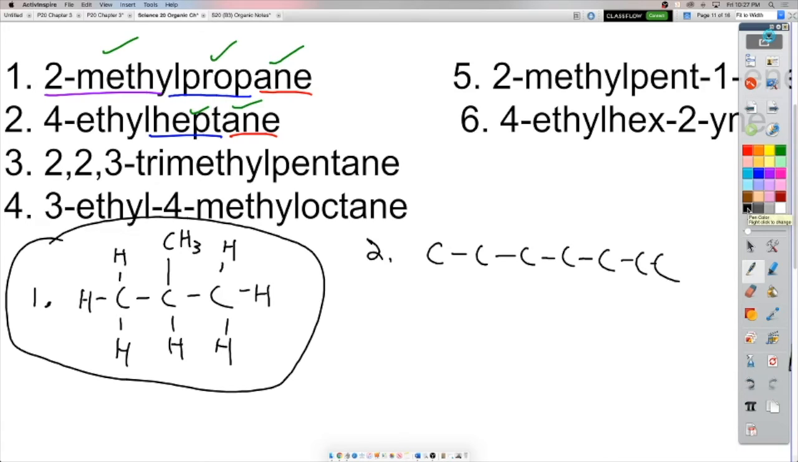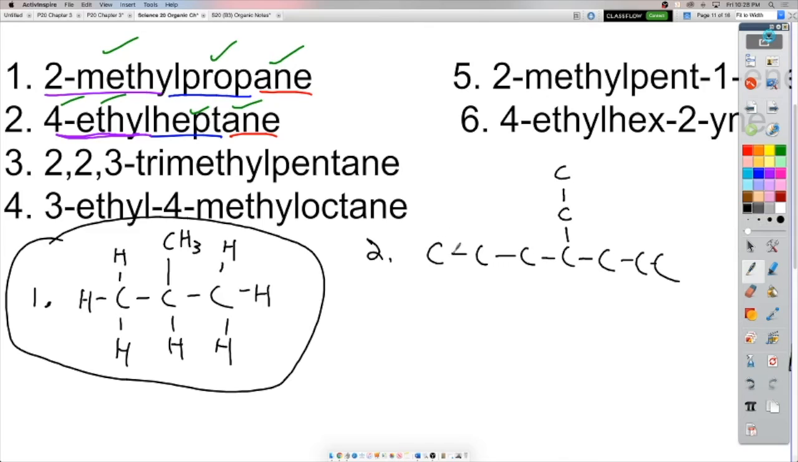What does eth mean? Eth means 2 carbons in it, right? So on the 4th carbon, 1, 2, 3, 4, there is an ethyl group. So C, C. There's the 2 carbons, okay? That is an ethyl group now, as long as we remember to fill it in with hydrogens. So have we dealt with everything? We did the 4-ethyl, we did the hept, we did the ane. Make every carbon happy now with the amount of hydrogens it's missing.